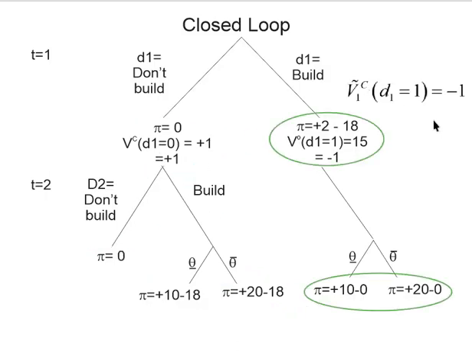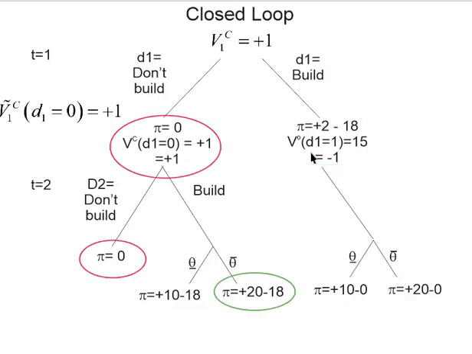V tilde c of d1 equals 1 is equal to minus 16 in the first period plus 15 in the second period. Add those together without discounting, and that gives us a payoff of minus 1. So the closed loop decision rule is to not build in period 1, and then you may end up building in period 2, and the value of that is positive 1.